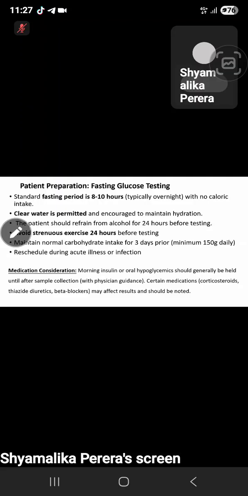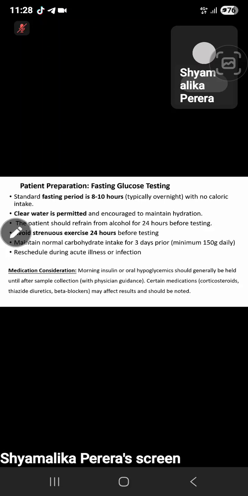For the patient preparation of fasting glucose testing, you need 8 to 10 hours of fasting, typically overnight. But during these 8 to 10 hours, there should be no calorie intake. So you can't take tea, coffee or anything during this time. Only clear plain water is permitted, to maintain hydration, because if you are not taking even a cup of water, it will end up with dehydration. So it's very difficult when you are going to withdraw the blood.